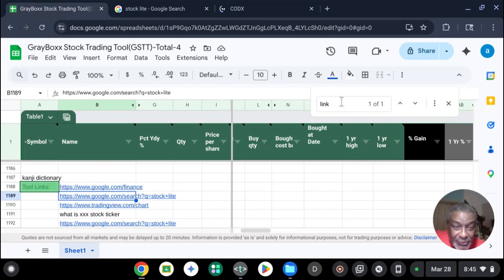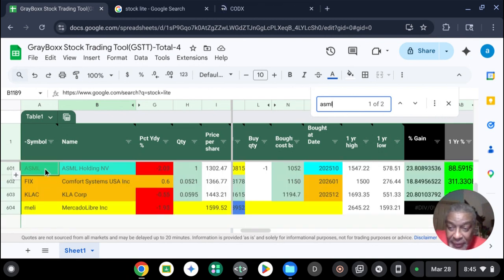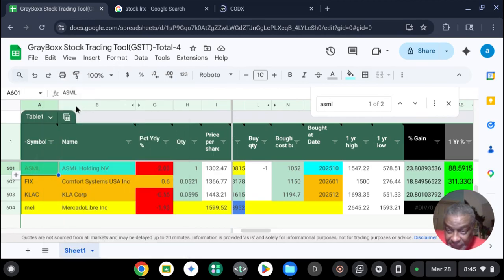We're going to do a search for a stock that I have. It's ASML. And then once we find that, we're going to make a copy of that stock symbol. And we can see that here's the name of the stock.